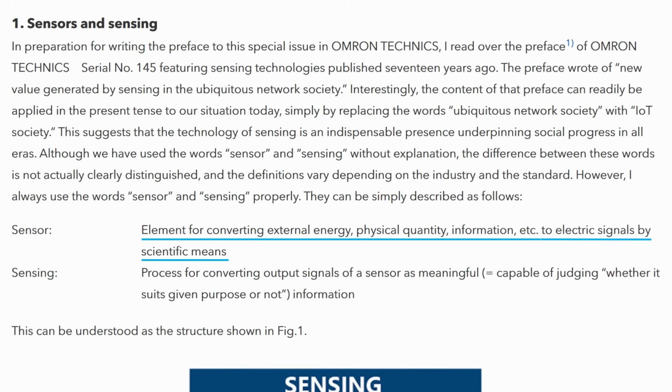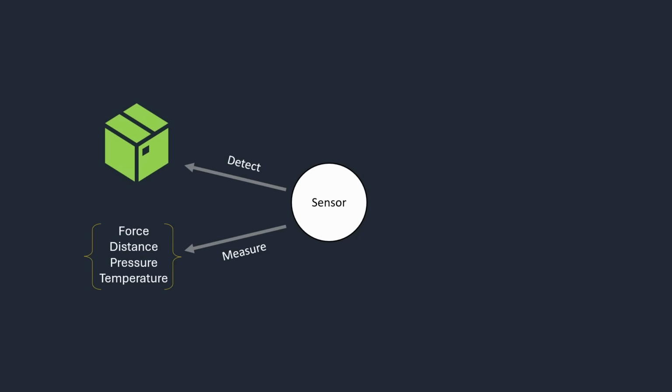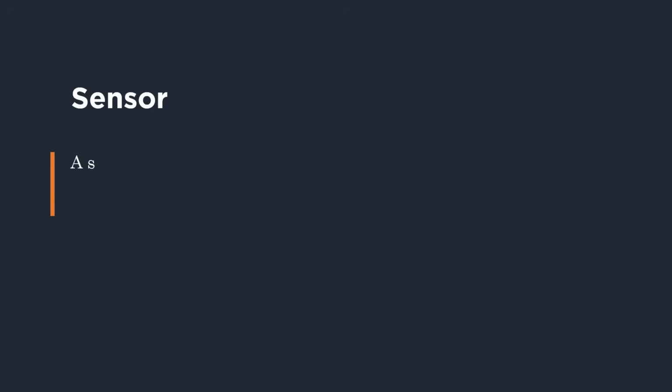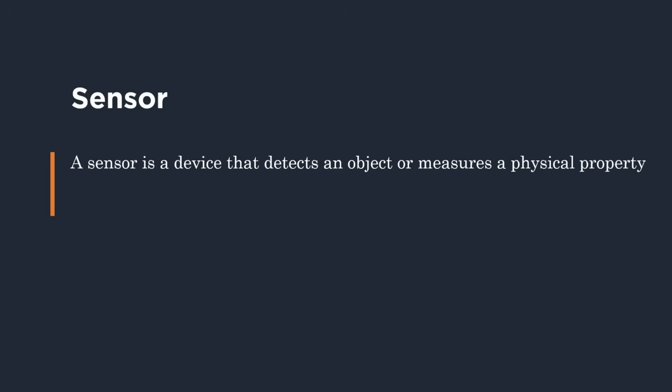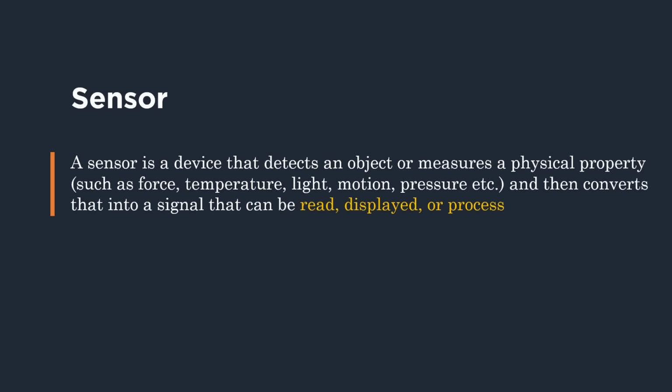So you can see the industrial definition mainly focuses on a sensor as an element used for detecting a target or measuring a physical quantity and then converting it into an electrical signal to automate the machine and improve efficiency. Now, if you understand from the general engineering point of view, a sensor is a device that detects an object or measures physical properties like force, temperature, light, motion, pressure, etc. and then converts it into a signal that can be read, displayed, or processed.